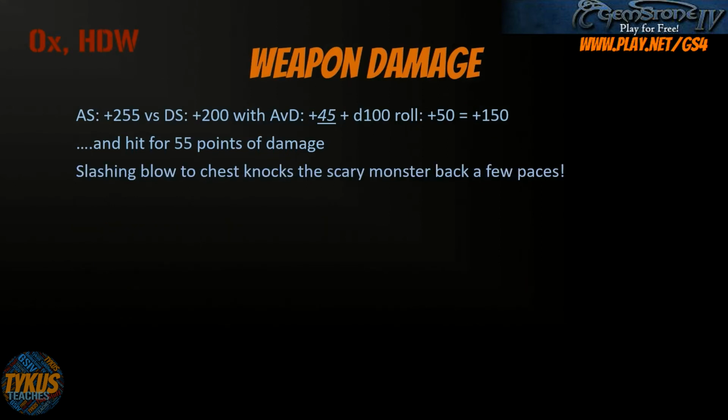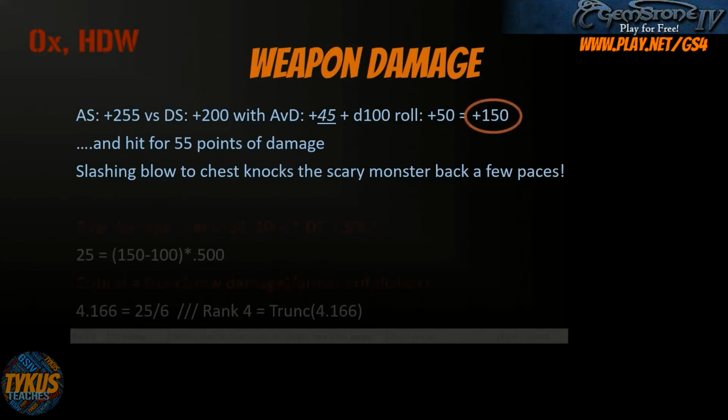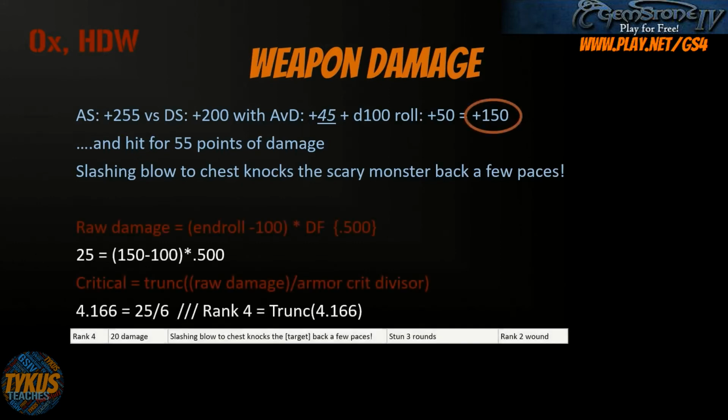Next up is a 0X heavy damage weighted weapon. Once again, for our purposes, this will be 10 points of damage weighting or a combat effectiveness rating of 10. Our attack strength and our end roll are the same with an end roll of 150. Our formulas look exactly the same as our plain Jane 0X weapon did. We have 25 points of raw damage and we have a rank 4 critical.